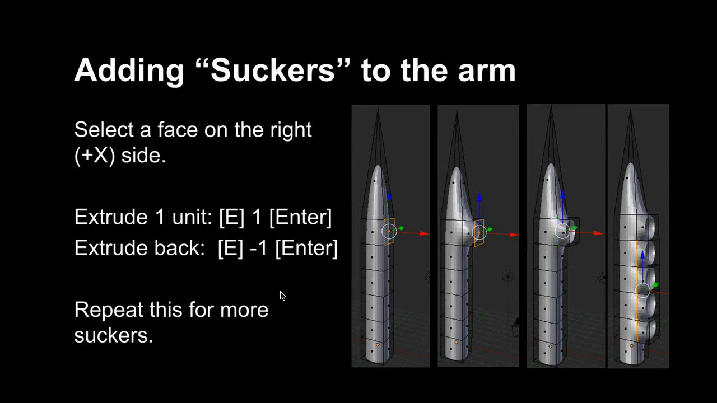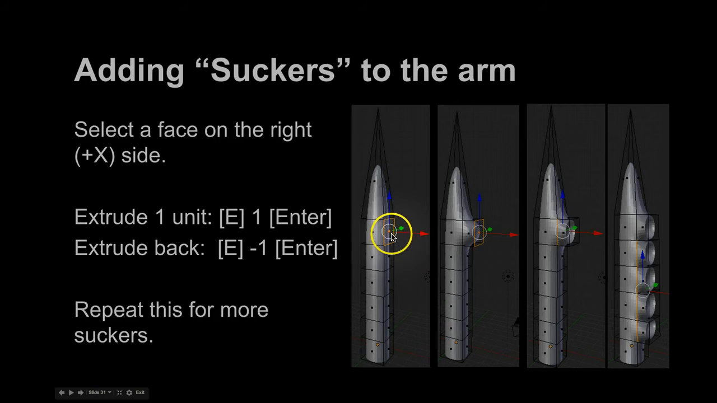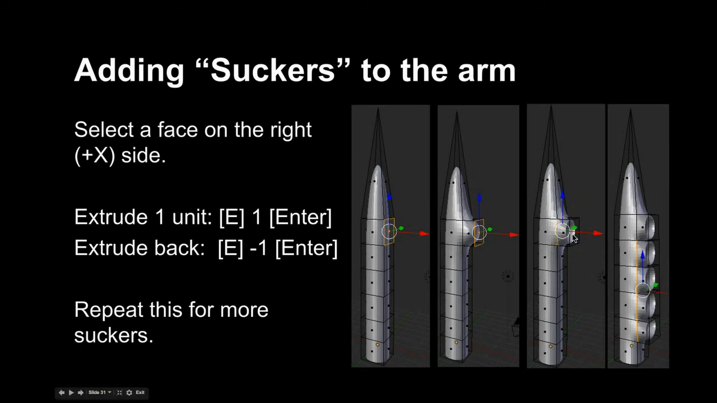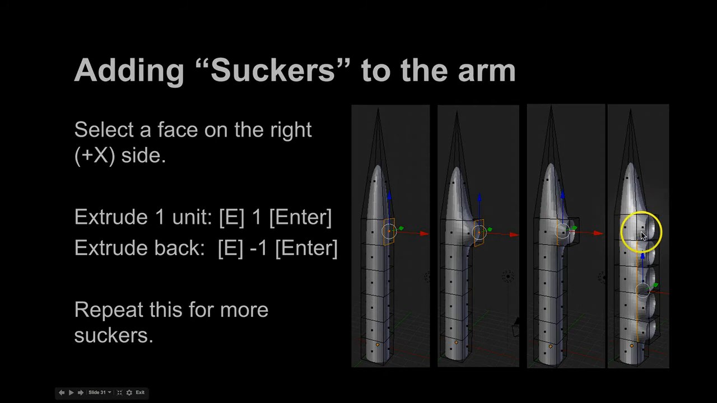We're going to add suckers to the arm by selecting a face on the right-hand side of the arm and extruding it out by 1 unit. Then we're going to take that selected face and extrude it again and pull it back into the squid. The effect will be a sharp tentacle. We can repeat this 4 more times to create the rest of the tentacles, but in the next slide I'll show you a shortcut. Let's start with the first tentacle.